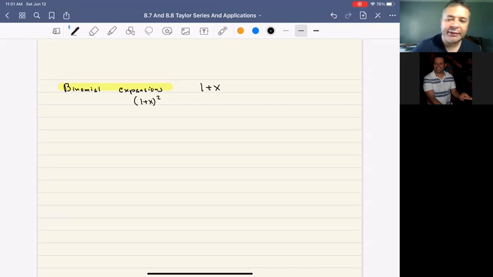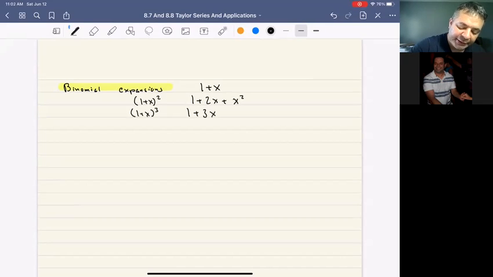1 plus x, if we square it, that's 1 plus 2x plus x squared. 1 plus x cubed, that's going to be 1 plus 3x plus 3x squared plus x cubed. You may remember this Pascal's triangle.